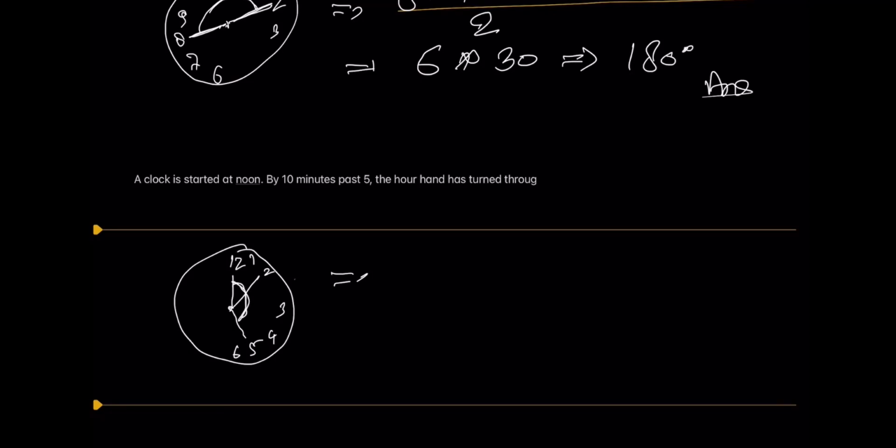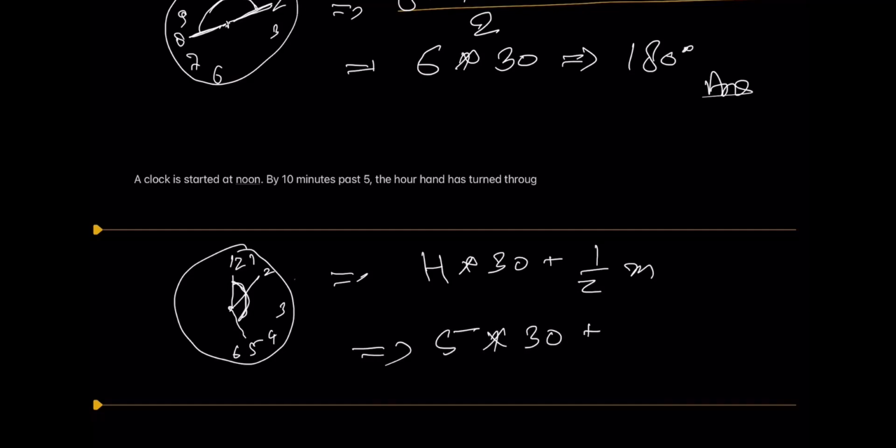We already calculated the formula for the hour needle: total hours into 30 plus half of the total minutes. So we're going to put that in: 5 hours into 30 plus half of the 10 minutes past 5, into 10. So it is 150 plus 5, that is 155, and that is our answer.